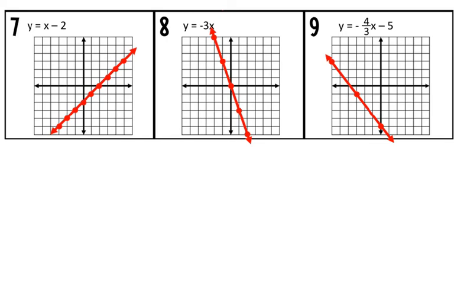So just to look at these, my slope for number 7 should have been 1 over 1, and my y-intercept should have been -2. For number 8, my slope should have been -3 over 1, and my y-intercept should have been 0, so I'm crossing at 0 here. And for the last one, your slope should have been -4 over 3, and the y-intercept should have been -5. Okay, hopefully you did well with those.